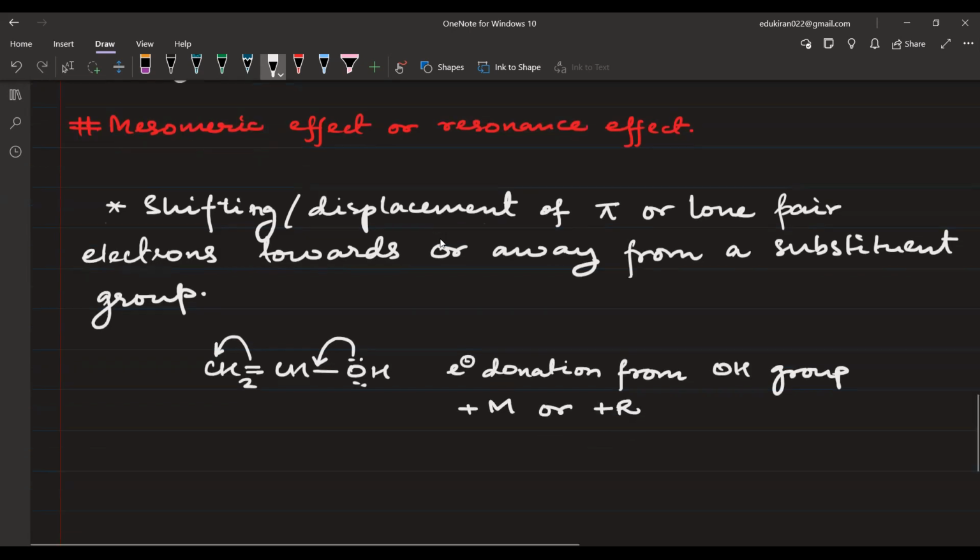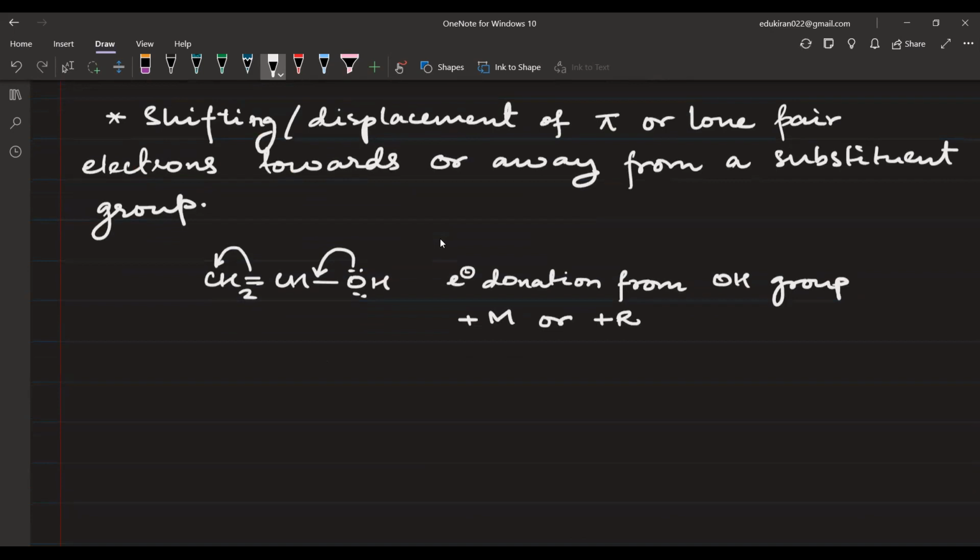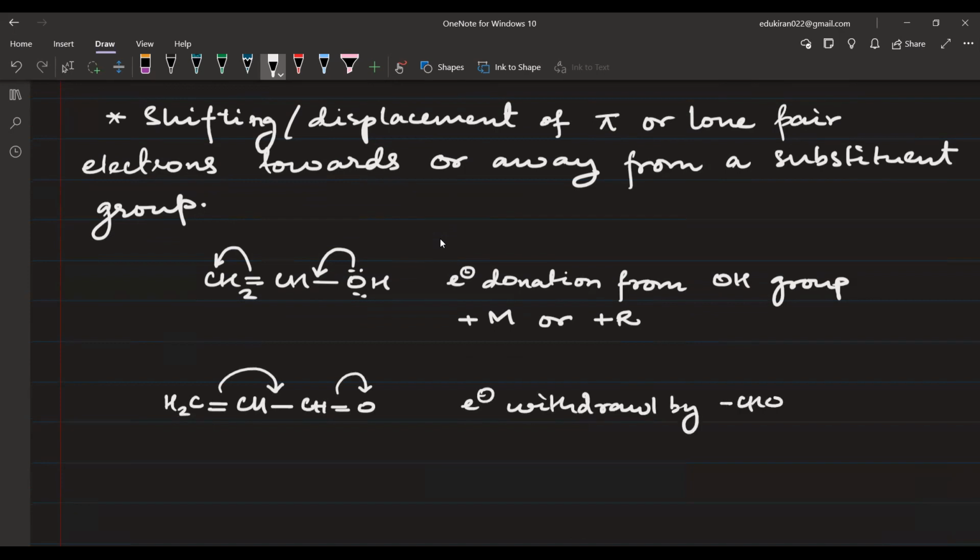ठीक है, दोनों में एक ही बात है, mesomeric effect or resonance effect. But if you have something like this, CH2 double bond CH, single bond CH, and double bond O. In this case, the oxygen atom is going to take the electron like this. Further, this is moving like this. So what is happening? The electron withdrawal by the CHO group. This is known as minus M or minus R effect.